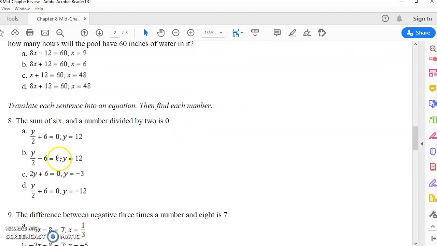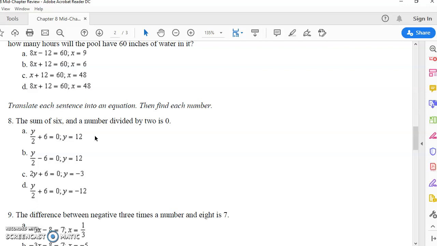All right, so moving forward, it says translate each sentence into an equation, then find each number. The sum of 6 and a number divided by 2 is equal to 0. The sum of 6. Well, the key word here, sum, lets me know it's going to be addition, and divided by lets me know it's going to be division. So the correct answer choice for number 8 is D. y divided by 2 plus 6 equals 0. And the equation is solved correctly. Your answer would be y is equal to negative 12.